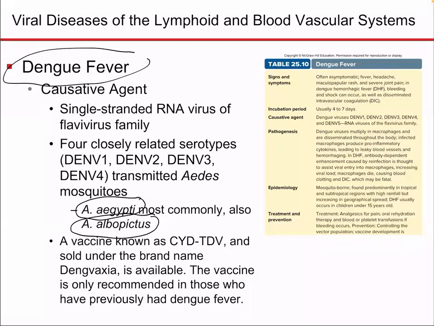And some patients with dengue fever may develop what we call dengue hemorrhagic fever, or DHF, right here. This is a severe and sometimes fatal form of the disease. And the mechanism by which patients develop this dengue hemorrhagic fever is called antibody-dependent enhancement. Let me write that down.